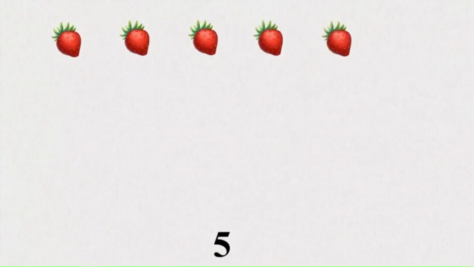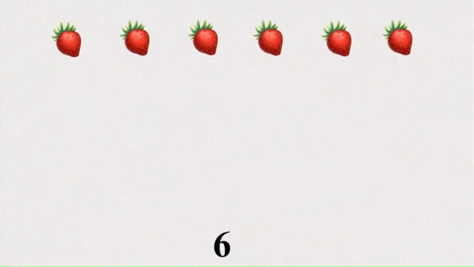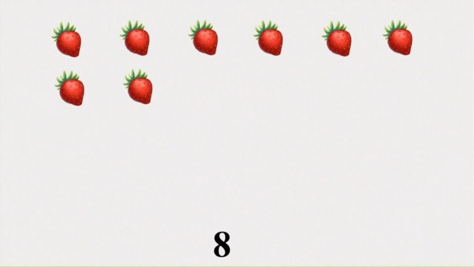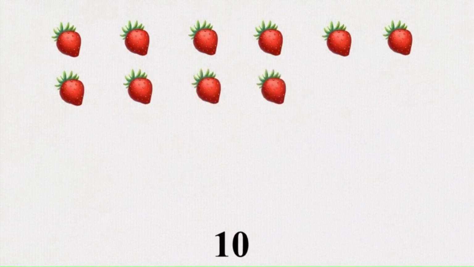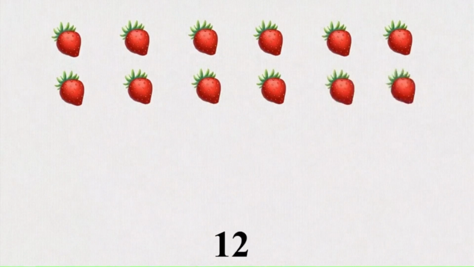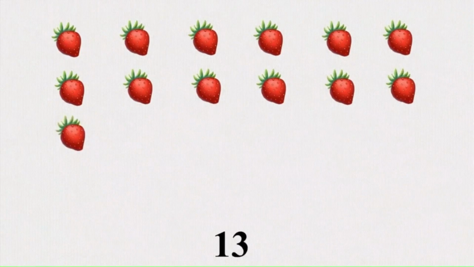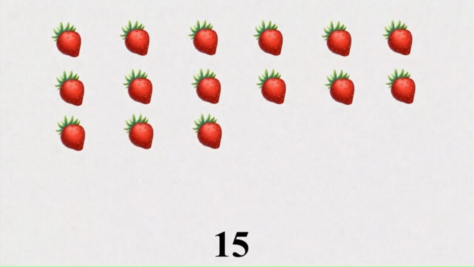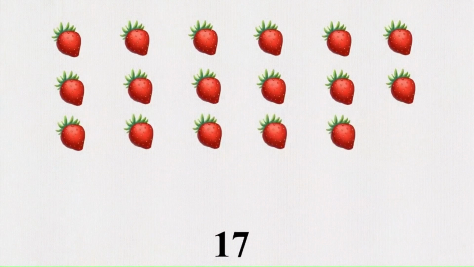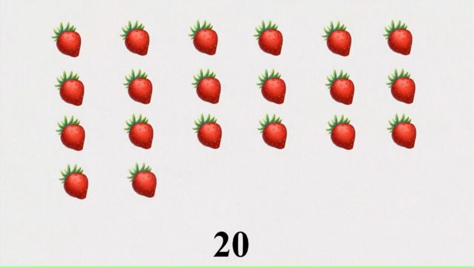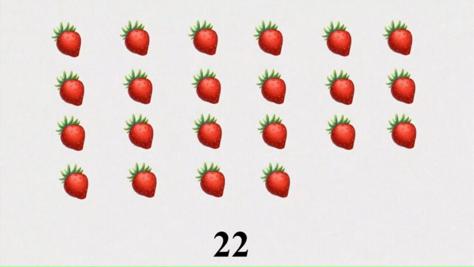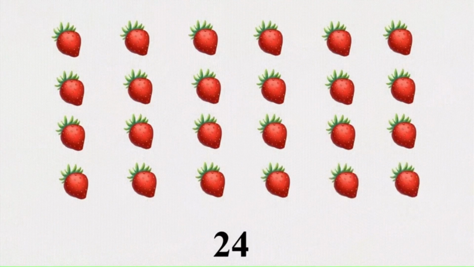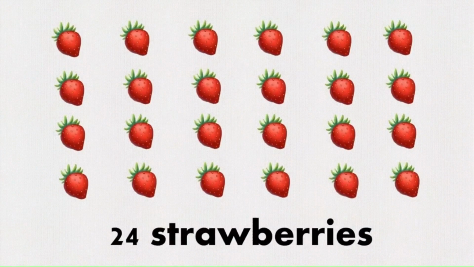0, 1, 2, 3, 4, 5, 6, 7, 8, 9, 10, 11, 12, 13, 14, 15, 16, 17, 18, 19, 20, 21, 22, 23, 24. 24 strawberries. 24.